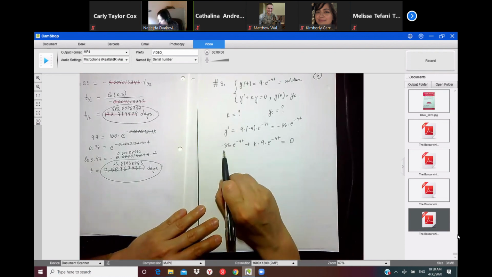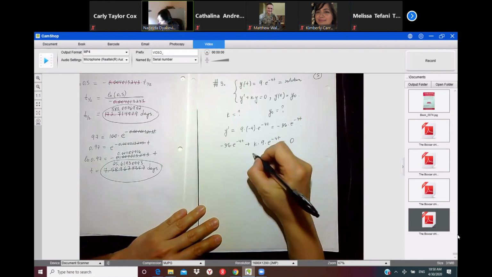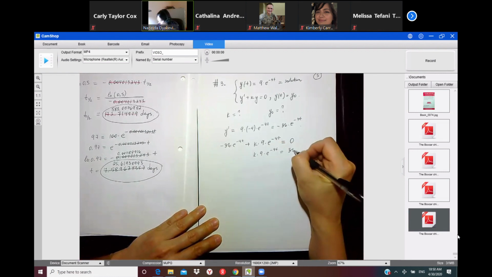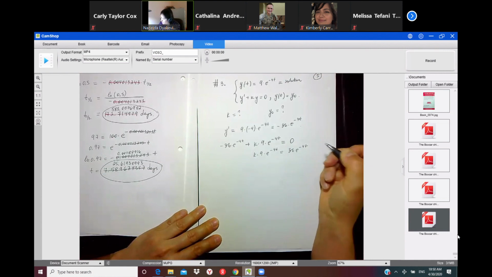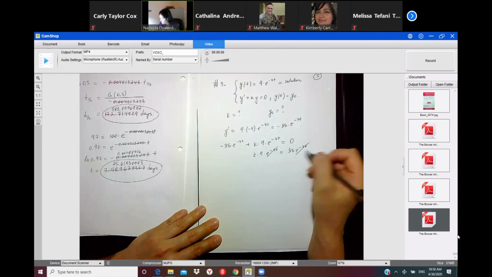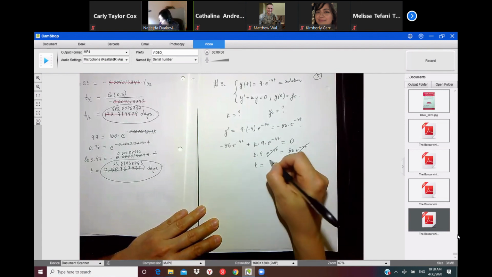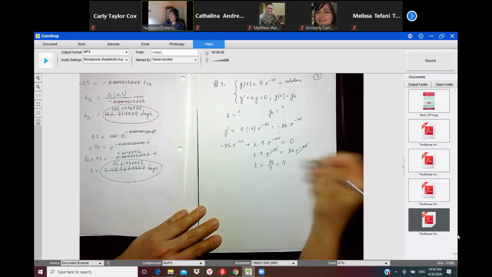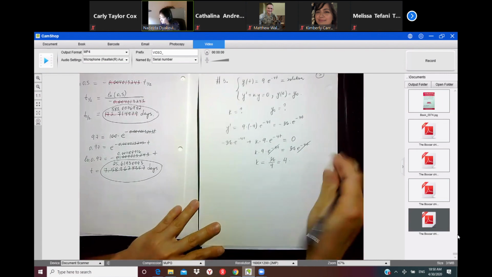So let's add 36e to the negative 4t to both sides. So we will divide both sides by e to the negative 4t, and also we will divide by 9. So 36 over 9 is 4. So we found k, excuse me.